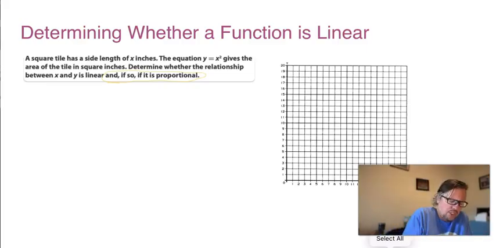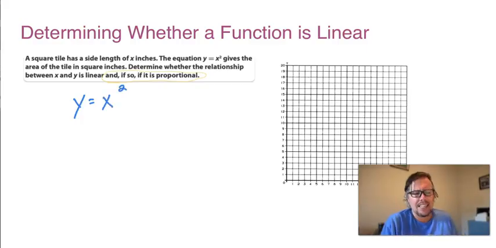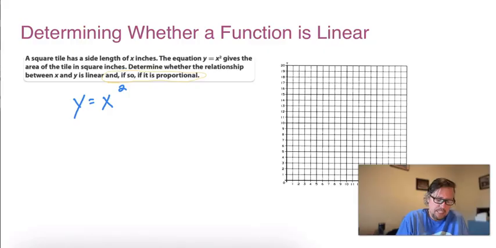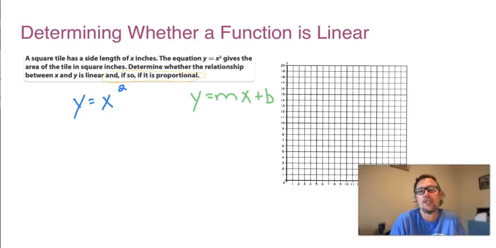Okay, so our equation is y equals x squared. How can we tell whether or not this is a linear relationship? It's not in slope-intercept form, but as I said, just because it's not in that y equals mx plus b form does not automatically mean that it's not linear. Linear equations can be written in ways besides slope-intercept form. So what can we do?